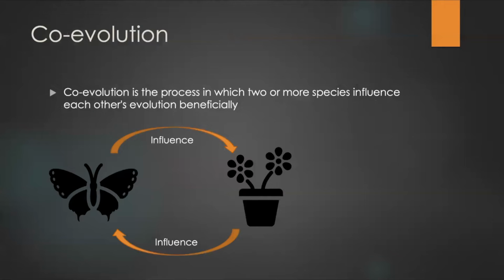Coevolution is the process in which two or more species influence each other's evolution beneficially. When various animals have similar evolutionary relations with others, coevolution is likely to occur. Two animals that support each other, such as a flower and a pollinator, for instance.